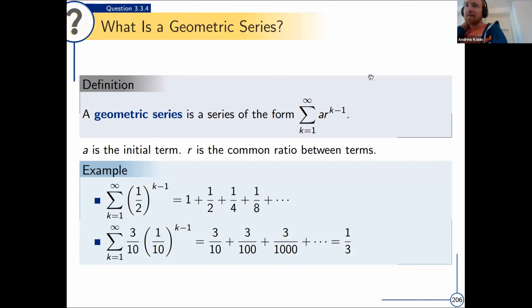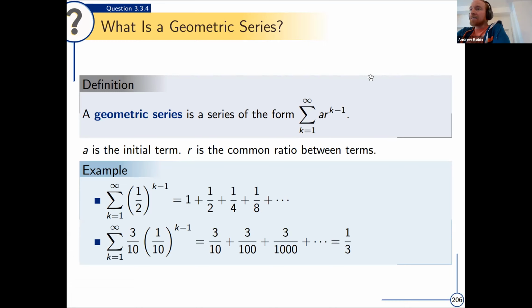Well, let's take a step back and think about what was going on with the 1/3 example, the 0.333 repeating. And in some sense, pi is similar to this, but it's harder to write down. So a geometric series is an infinite series of the form, the sum from 1 to infinity of a r to the k minus 1, where a and r are some numbers.